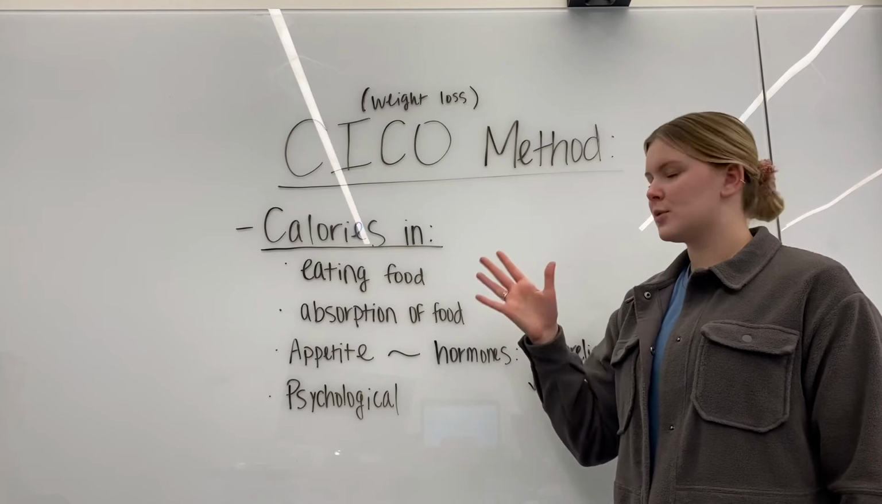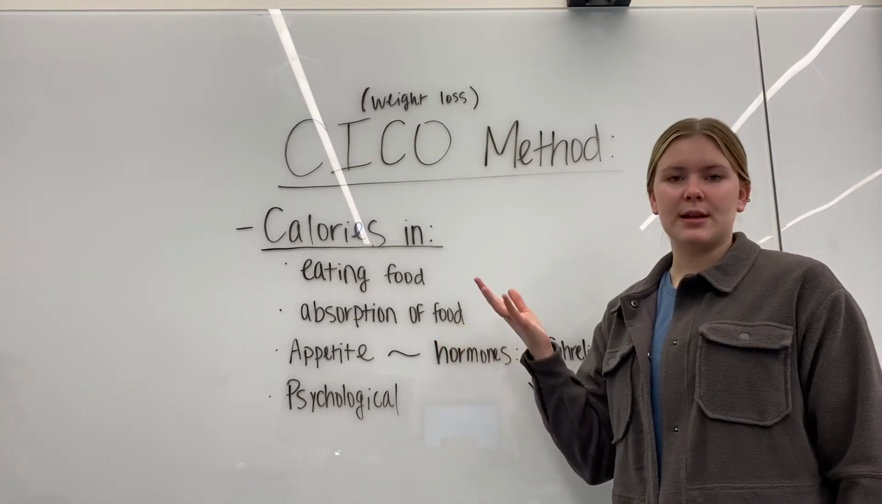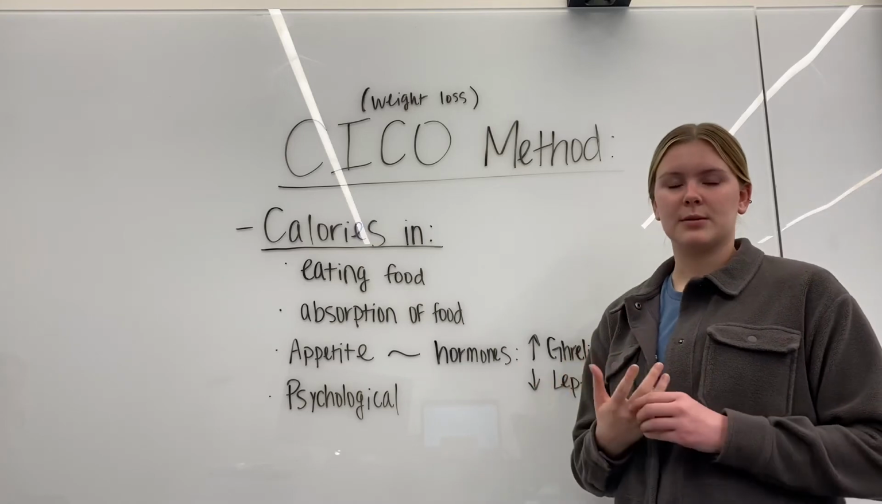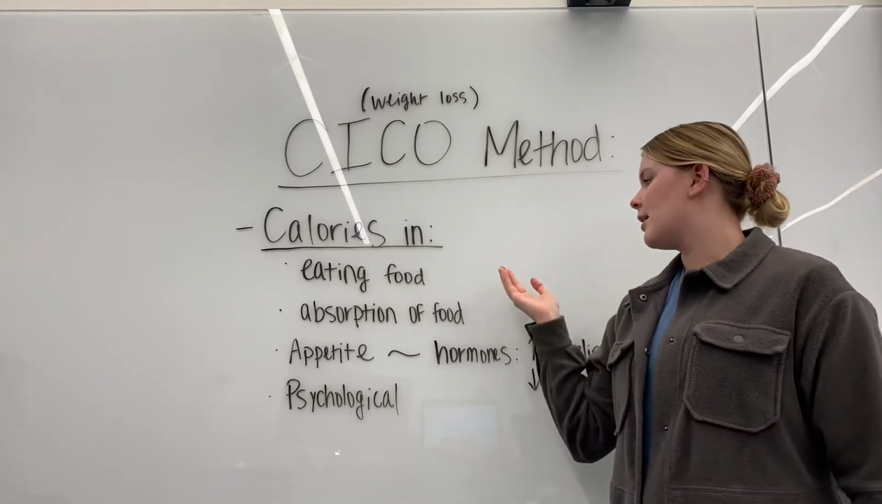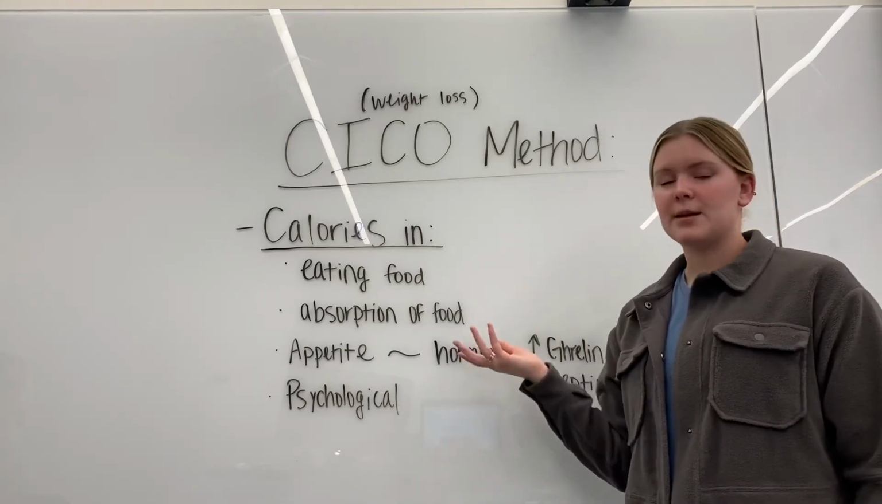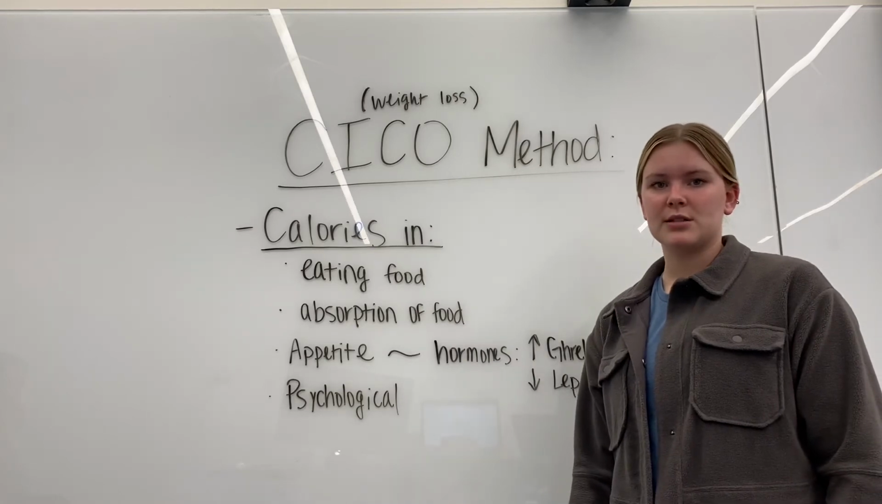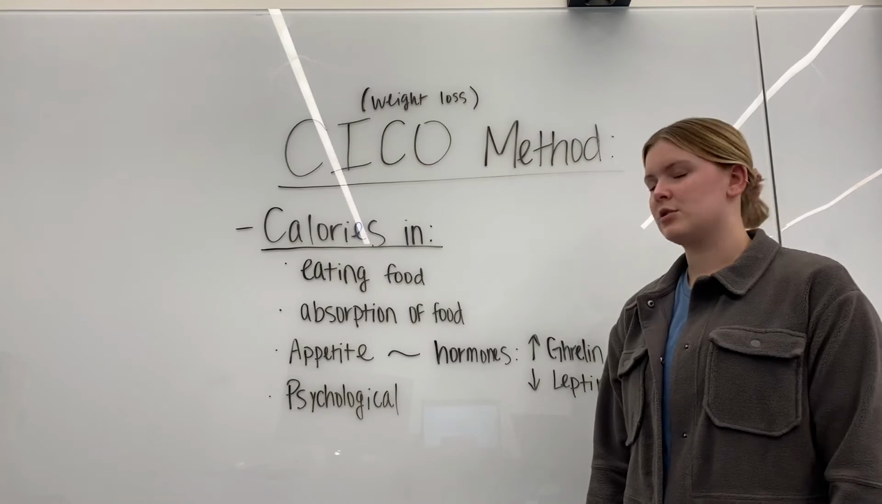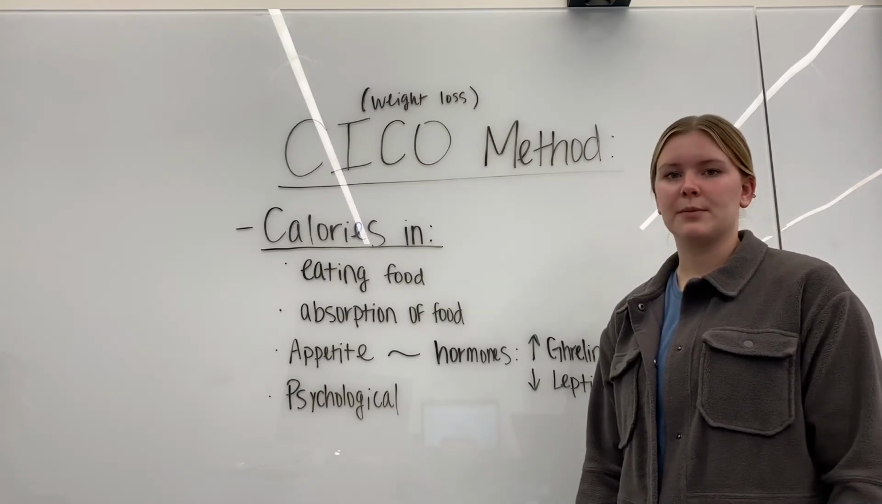The absorption of food can actually be inhibited by certain diseases. For example, somebody who has irritable bowel syndrome might only absorb about 80% of the nutrients from the food they consume, versus a normal healthy person who would ideally be absorbing close to 100% of the nutrients from the food they eat.